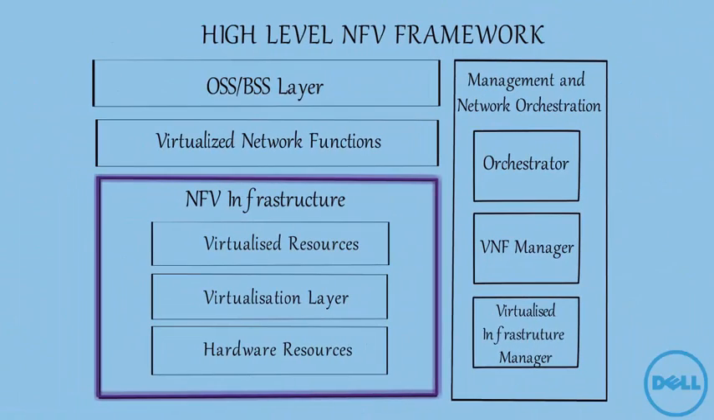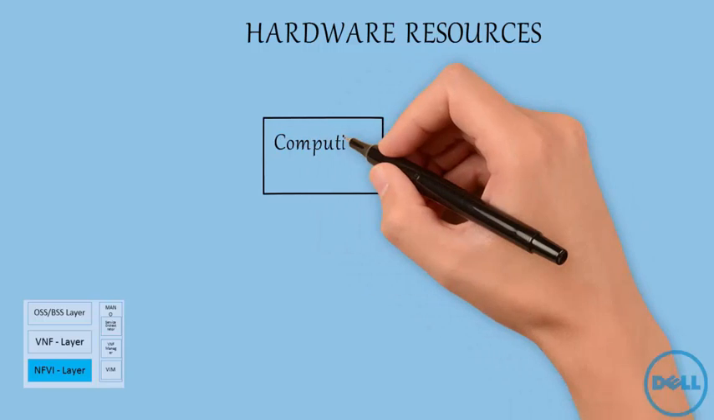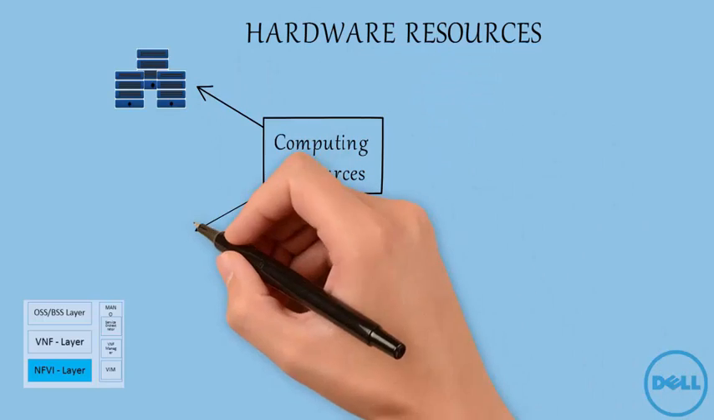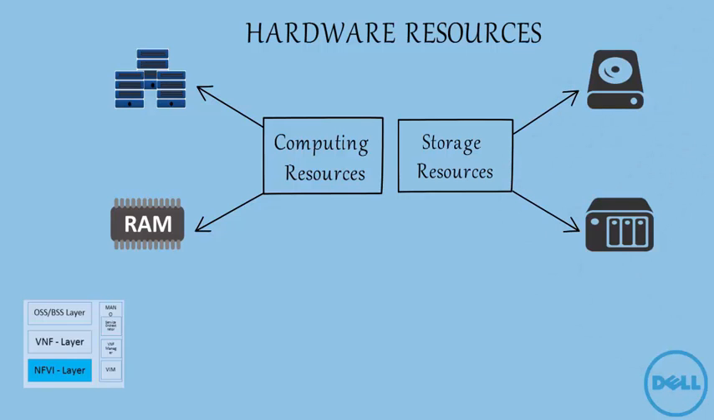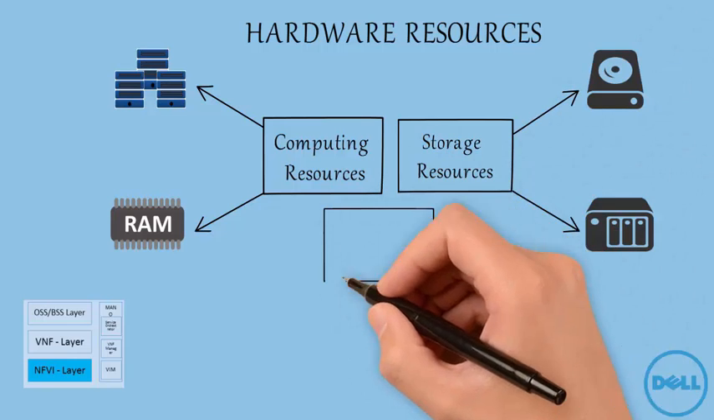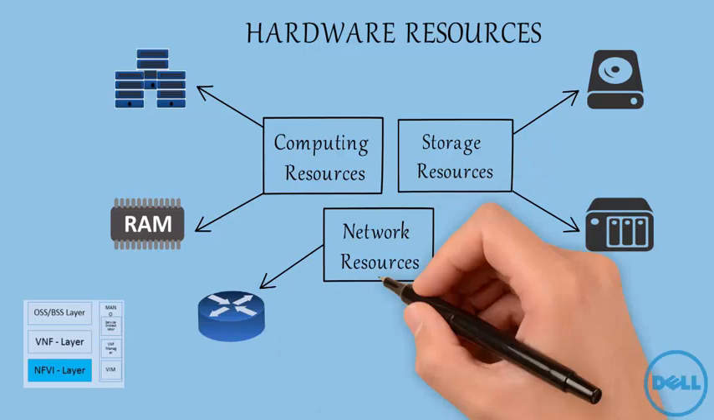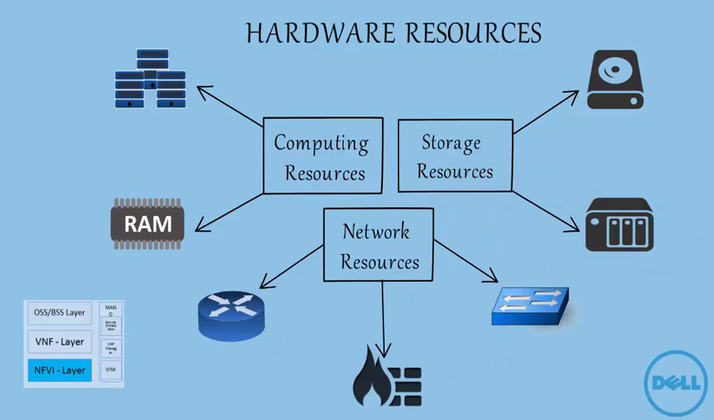The first part of the NFV infrastructure is the hardware resources. These include computing resources such as servers, RAM, storage resources such as disk storage, NAS, and network resources such as switches, firewalls, and routers.